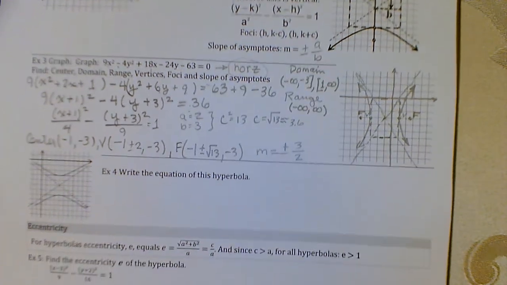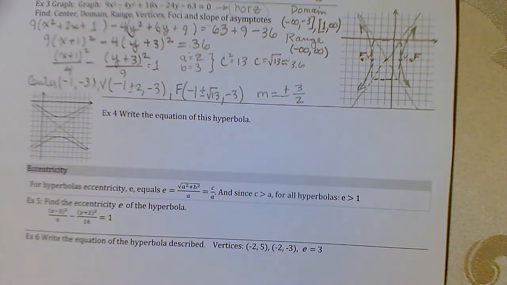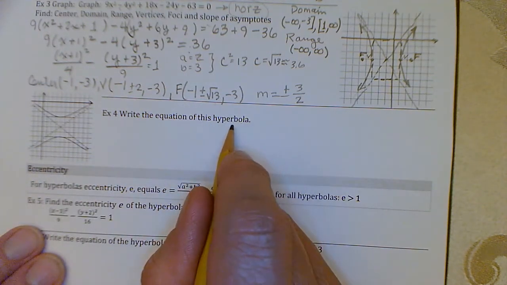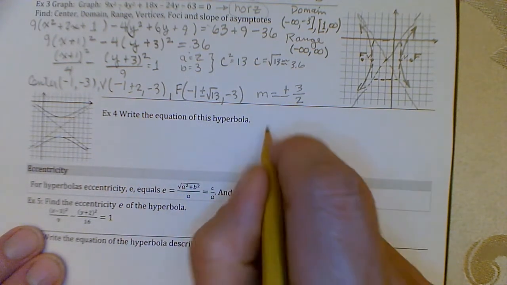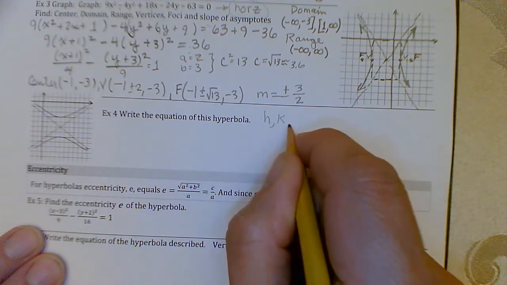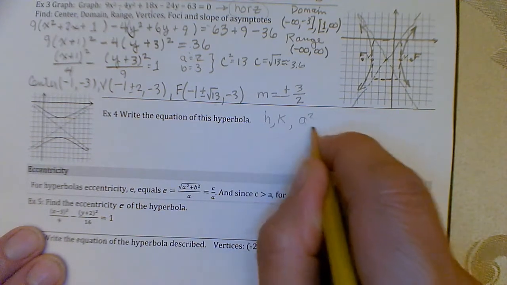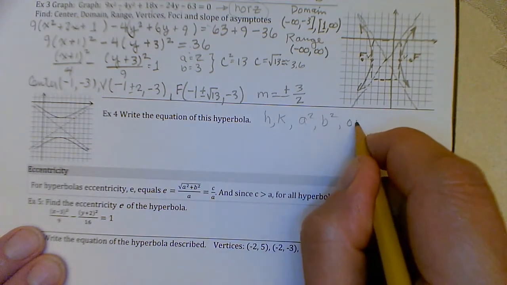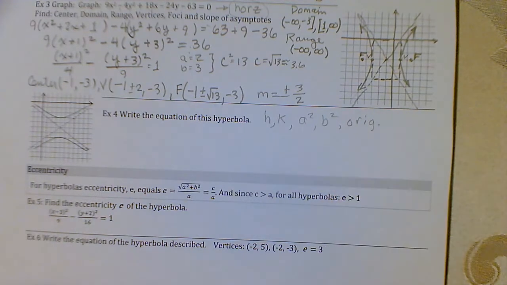All right. Example 4 then. Write the equation of this hyperbola. So in order to write the equation, we need a number of things. We need h, we need k, or the center, we need a squared, we need b squared, and we need to know the orientation. How it's oriented.